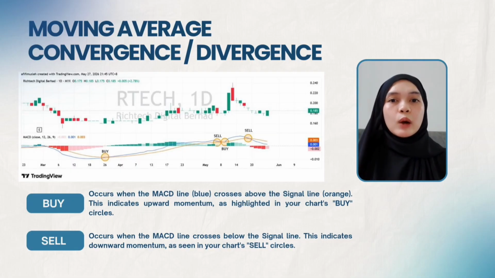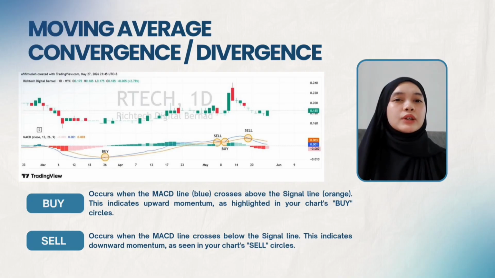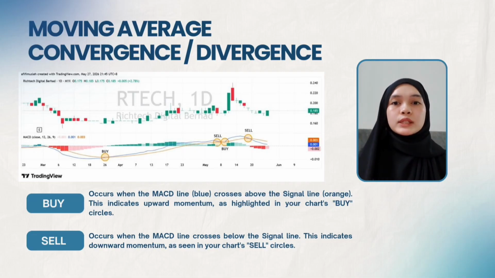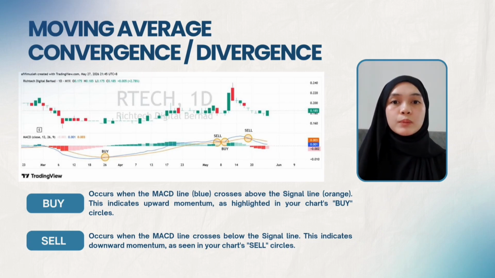Let's look at our first major clue on the chart, which happens in late March. If you look at the gold circle labeled buy, you will notice a very clear event. The first blue line crosses directly above the steady yellow line. In plain English, this means the stock had finally stopped its painful downward drop. Selling pressure was running out and buyers were suddenly rushing back in with fresh energy.